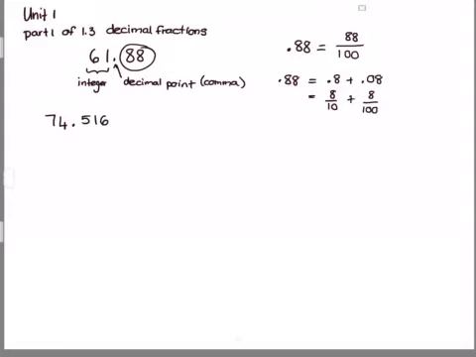So I would read that 74.516. The 5 is 5 tenths. Tenths with a TH. The 1 is 100ths. So if you put the TH, it's got a completely different meaning to when you don't put the TH. And the 6 is 6 thousandths.